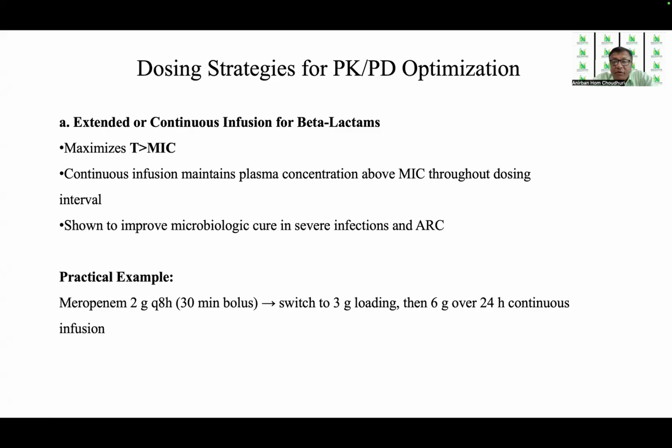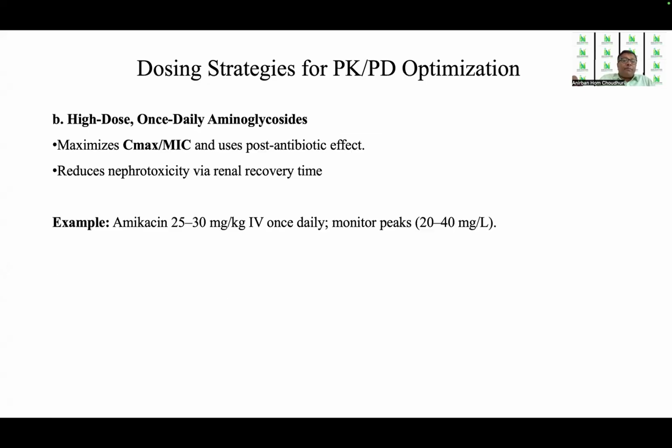So, dosing strategies for PKPD optimization with extended or continuous infusion for beta-lactams: we have to maximize time over MIC, and continuous infusion maintains plasma concentration above MIC throughout the dosing interval. This has been shown to improve microbiological cure in severe infections with augmented renal clearance. Practical example: meropenem 2 grams every 8 hours, given as a 30-minute bolus, is switched to a 3 gram loading dose and then 6 grams over 24 hours as a continuous infusion.